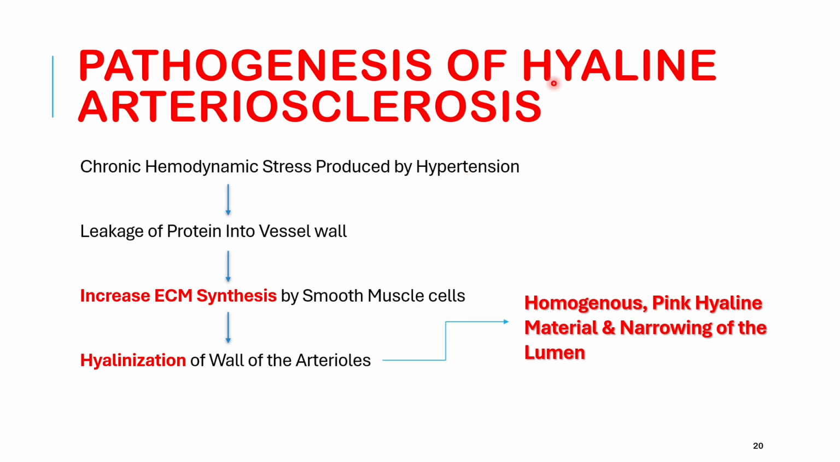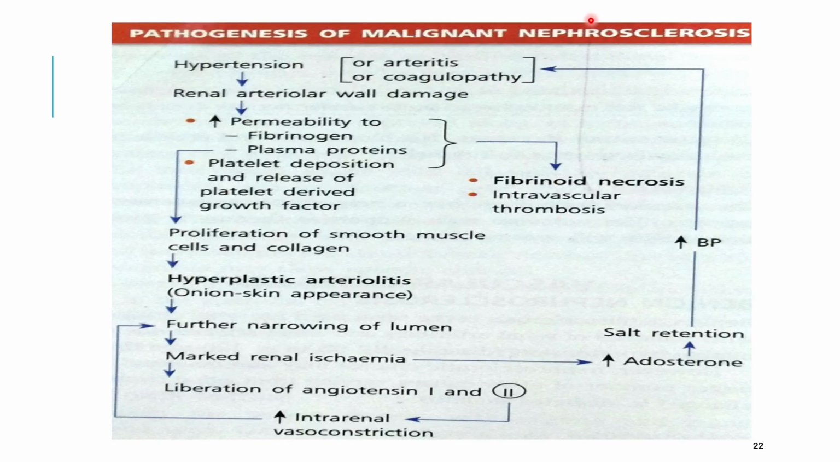In a benign hypertension, we have a hyaline arteriosclerosis. But if you have a malignant hypertension, then there is more endothelial damage, so more increased permeability for the plasma protein and fibrinogen. There is more platelet deposition. There are more growth factors, and because of that, there will be proliferation of smooth muscles and an excessive collagen deposition, and you will have a fibrinoid type of necrosis. This type of necrosis is known as a fibrinoid necrosis because you have a fibrin-like material deposition and you have damaged cells, irreversibly injured cells. So that necrosis is known as a fibrinoid type of necrosis.